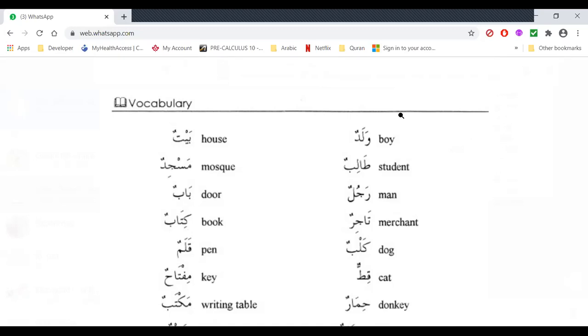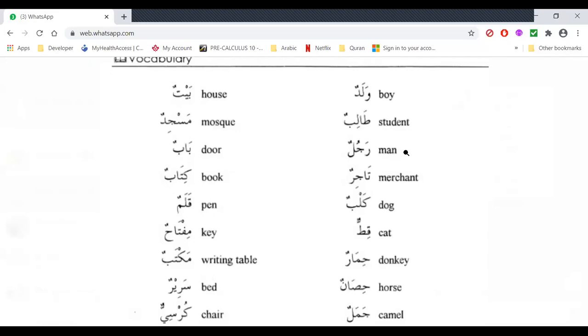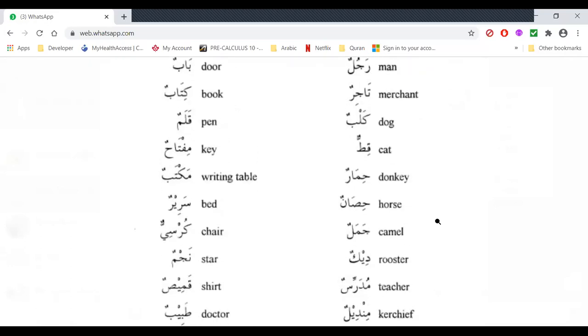So what will be the Nasab of Kutubun? Kutuban. Kalamun. What will be the musanna of Kalamun? Kalamani. What will be the jama of Kalam? Aqlamun. Miftahun. What is Miftahun? Key. Maktabun, writing desk, the writing table, right? Sarirun. What is Sarirun? Bed. Kursiyun, chair. Jamalun, camel. Jamilun is beautiful.